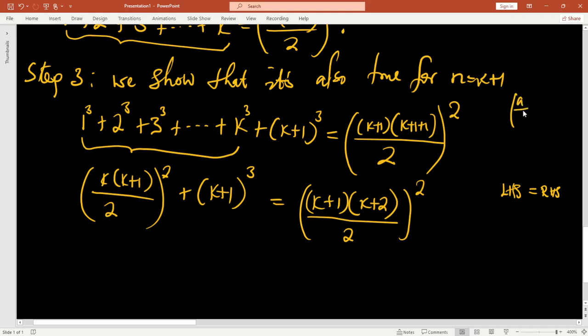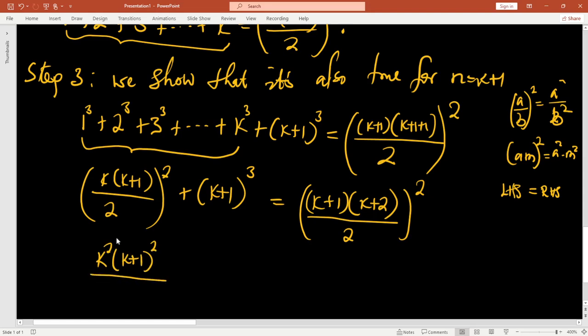If you have a over b to the power 2, this is the same as a squared over b squared. Again, if you have am to the power 2, this is the same as a to the power 2 m to the power 2. Now I'll distribute these powers across the terms inside the brackets. So we're going to have k squared, open brackets k plus 1 squared divided by 2 squared, we're going to get a 4, plus k plus 1 to the power 3.